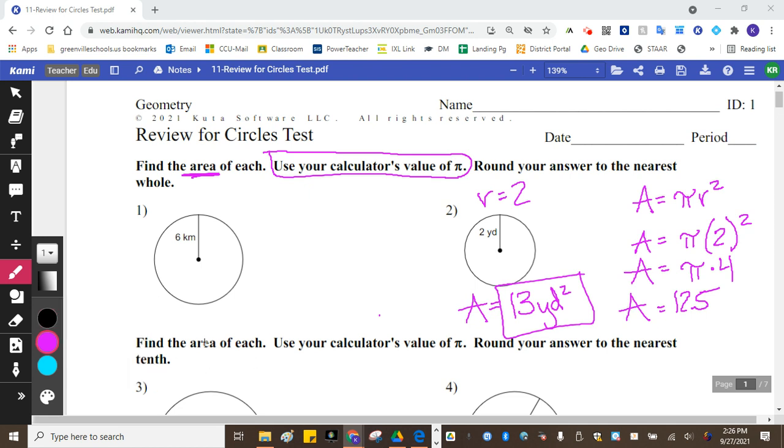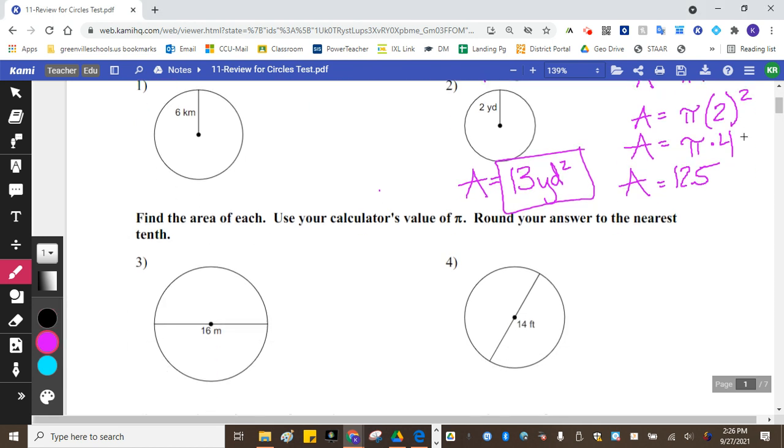Number 4, we're also finding the area, but we're given a different measurement. D equals, what's D stand for? Diameter. So if your diameter is 14, how do you find your radius? Divided by 2. Remember, your radius is half of your diameter. So if the whole thing's 14, your radius is 7. So from here to here is 7. And then we plug that into the equation just like we did.